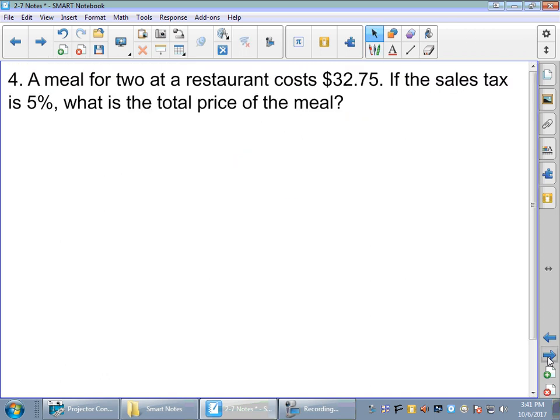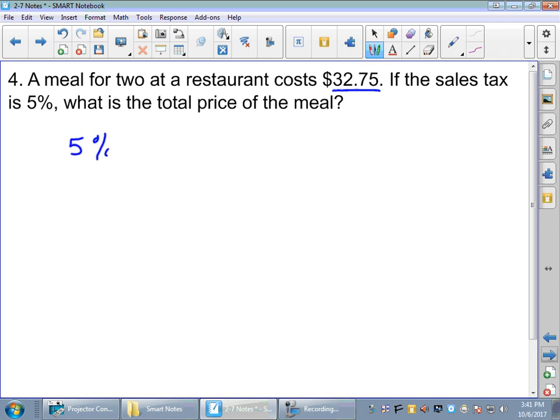So a meal for 2 at a restaurant costs $32.75. If the sales tax is 5%, what is the total price of the meal? So we're not including tip here. We're just worried about tax. So someone goes to the restaurant. This is what their bill comes out to be. So the sales tax is 5% of that.